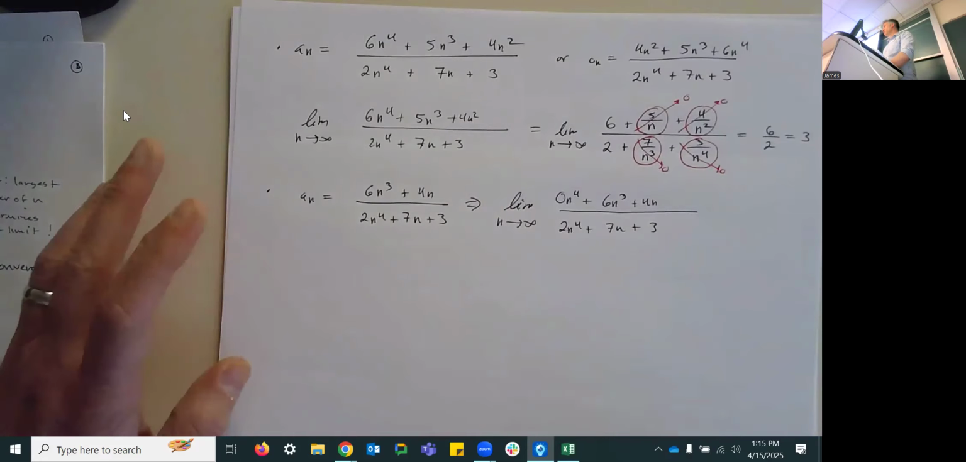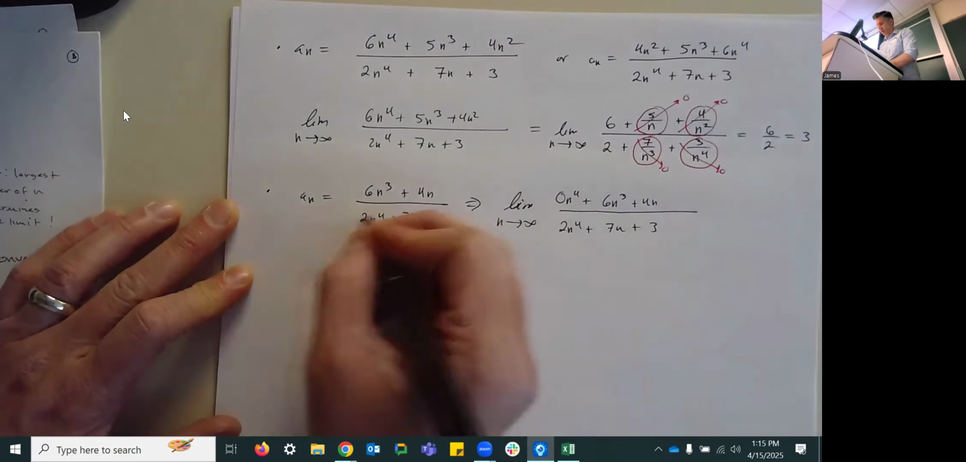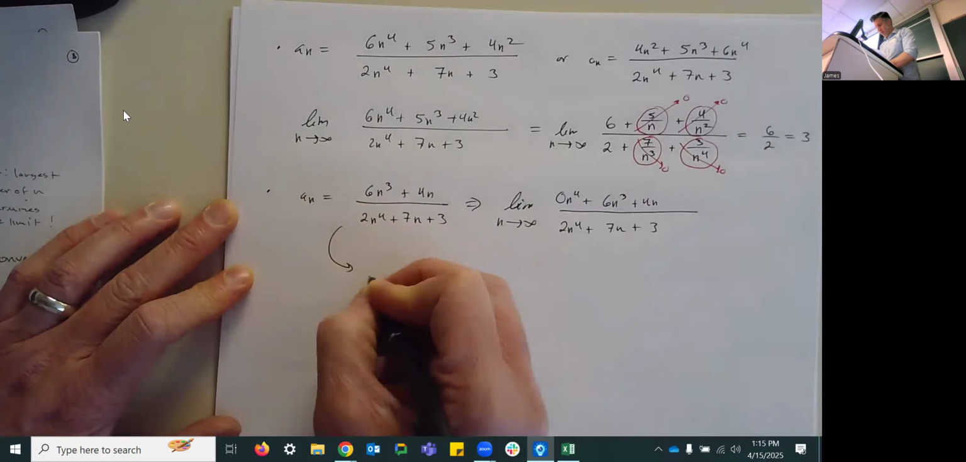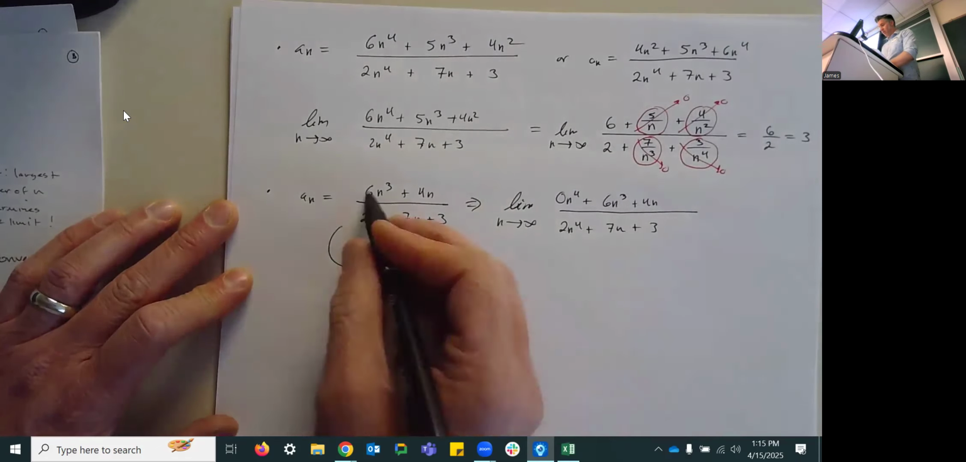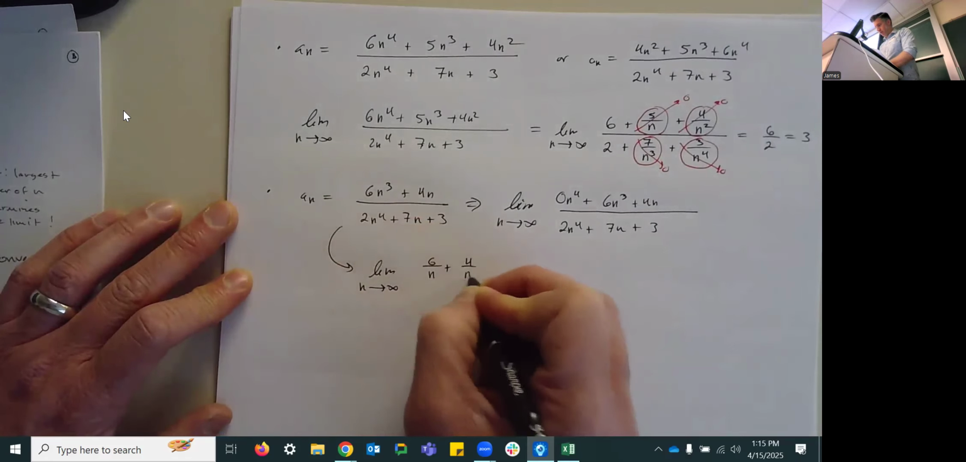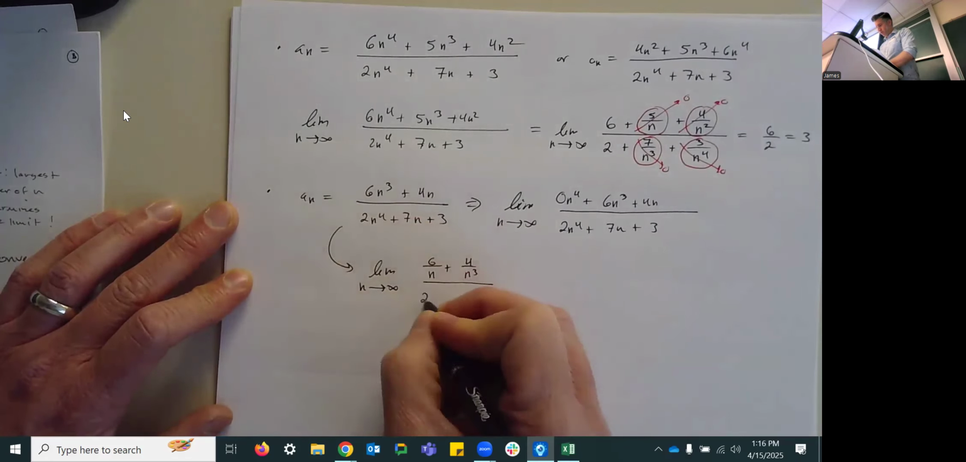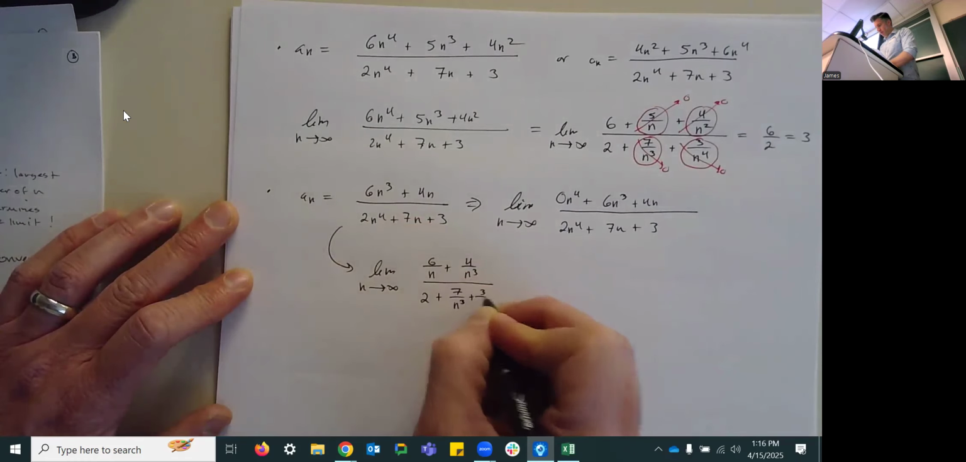It feels like you're cheating. You're not cheating. But it's kind of a weird trick. I never would have thought of it, but someone's like, yeah, you can totally. Or you could just do the usual thing. You could just take our sequence, take the limit of it, and divide everything by n to the fourth. If we do that, we get 6 over n to the first, 4 over n cubed, 2 plus 7 over n cubed, plus 3 over n to the fourth.